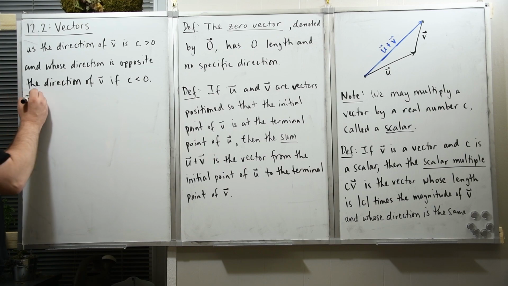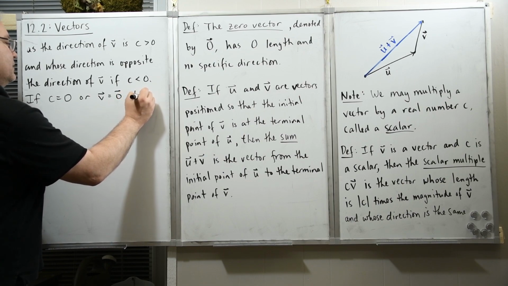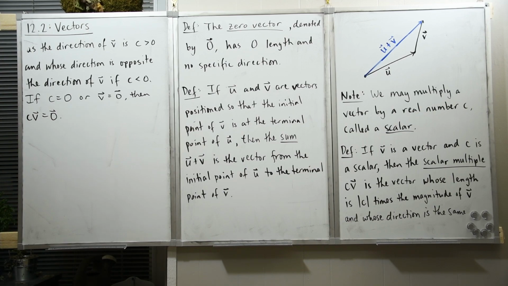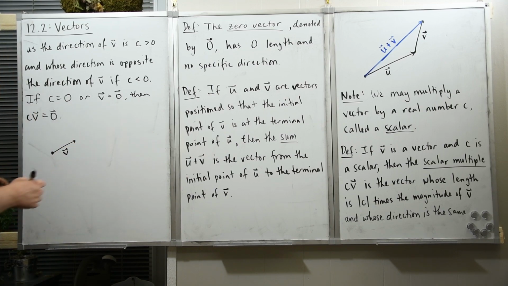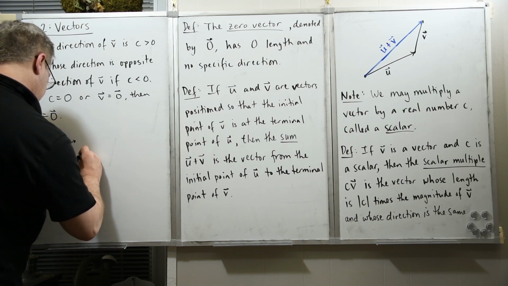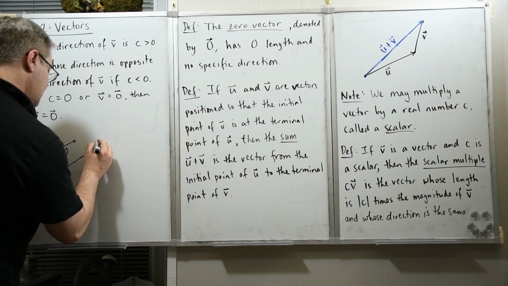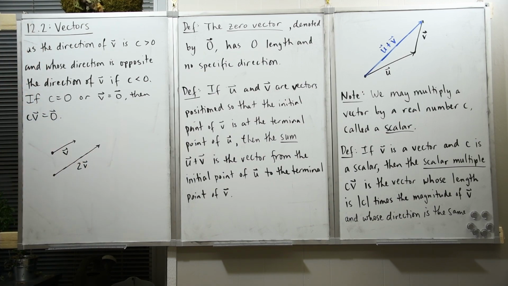Now, if your scalar is 0 or your vector is the 0 vector, then cv will be the 0 vector. Now, one thing to keep in mind is that if we had a vector v that looks like this, for example, then 2 times v, you'd have the same direction, but this vector would be twice the length of the original.